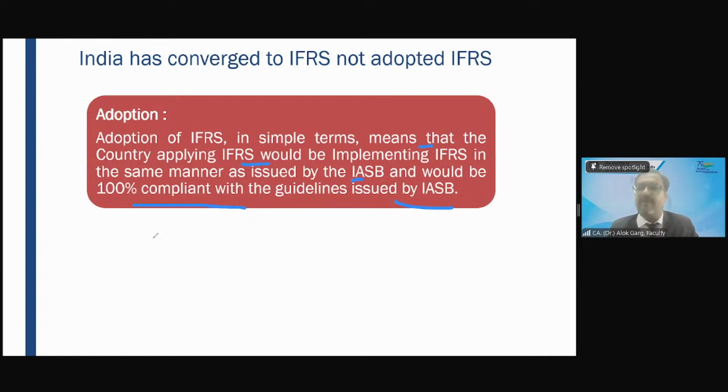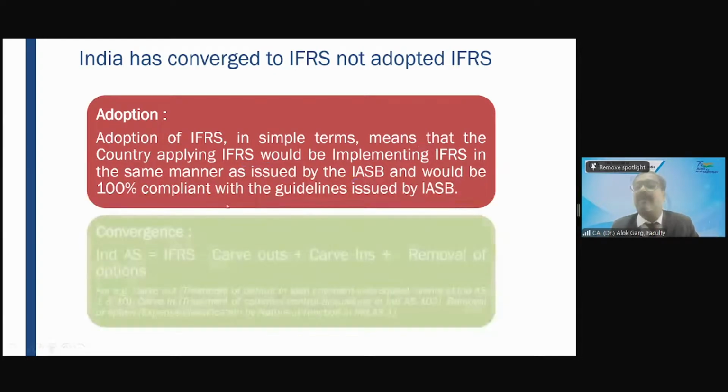And why is IFRS relevant? Because out of almost 200 countries, 160 countries are using IFRS. How can a country use IFRS? There are two methods of using IFRS. One is adoption. Another one is convergence. Sir, adoption we have understood. What is meant by convergence?